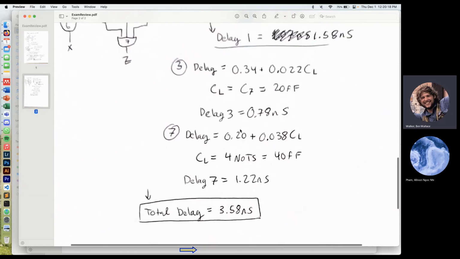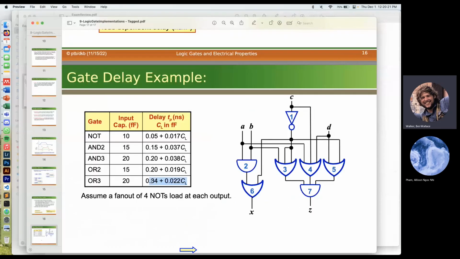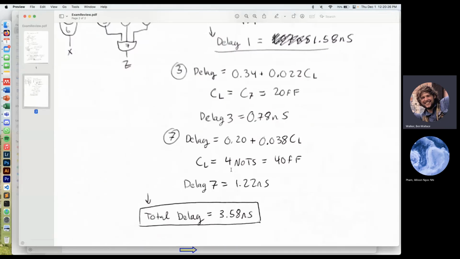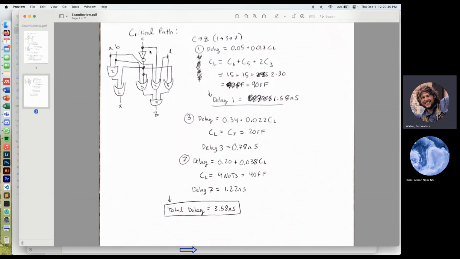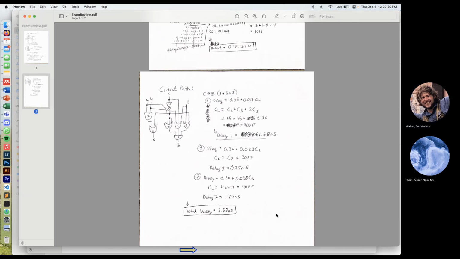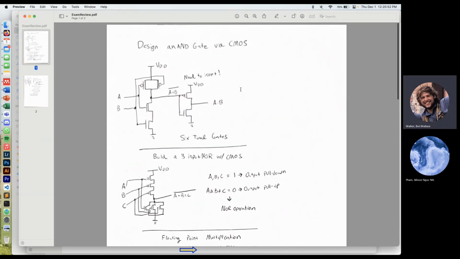Finally, for gate 7, we're using the same equations as before, but the slides tell us that we're assuming a fan out of 4 NOTs at each output. 4 NOTs have a capacitance of 40 femtofarads, and you multiply it by this 0.38 and add it to the intrinsic delay. That gives us a 1.22 nanosecond delay for gate 7. So the total delay for this critical path is delay 1 plus delay 3 plus delay 7, or 3.58 nanoseconds.